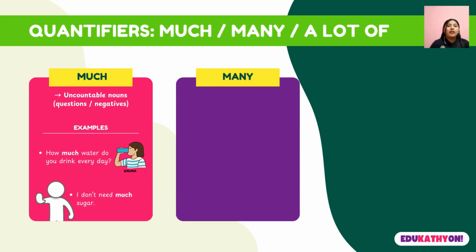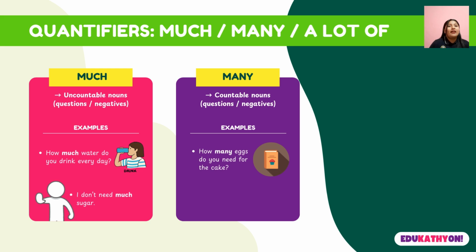Many. We use many with countable nouns, also in questions or negative sentences. For example, how many eggs do you need for the cake? Or I don't have many oranges left.